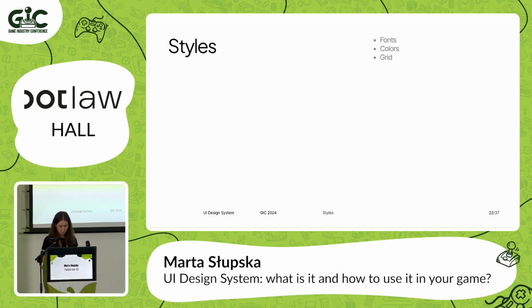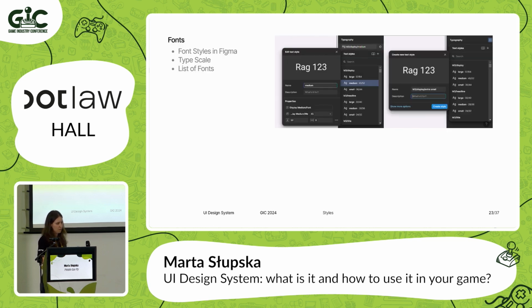Another piece of the design system is styles, and there are three major components of styles: the fonts, colors, and grids. Let's take a look at them. So first, fonts. In Figma, you can set up your font styles, in which you establish the font family and font style, like italic, normal, underlined, and so on. You can, of course, set the size and the spacing of the lines.